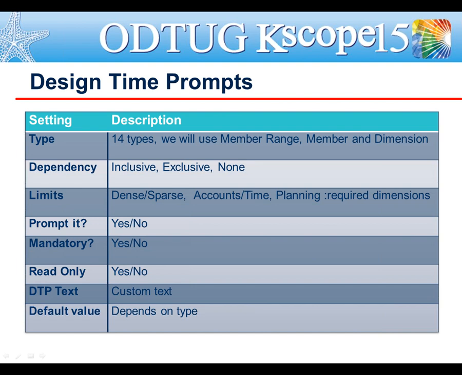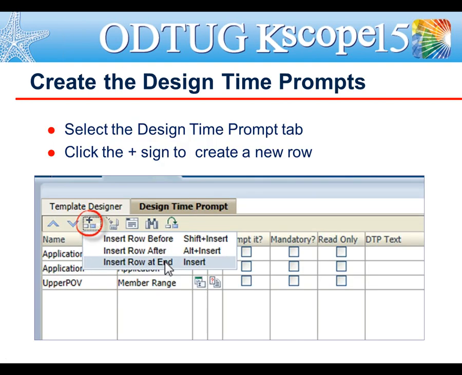So here are some of the choices you have to make in creating design time prompts. The type: there are 14 types, but we're going to focus on member range, member, and dimension. Dependency: when I referred to the upper POV, if you make it exclusive of the other dimensions, then that's creating a dependency that will reduce the number of choices. And we'll see that in a minute.